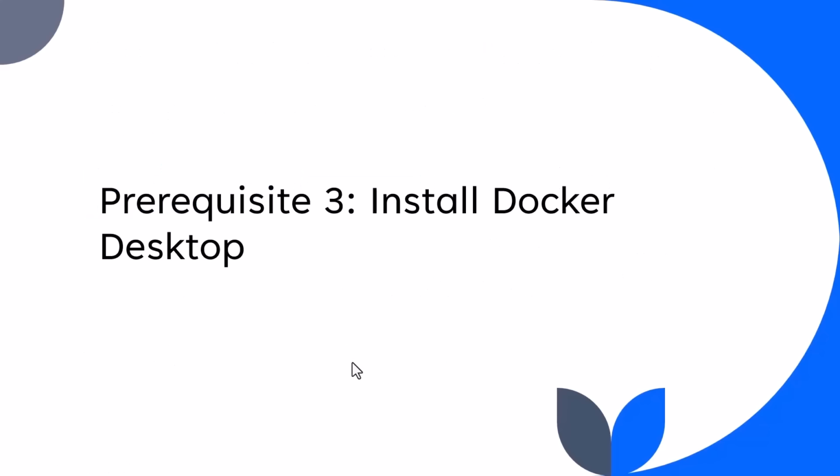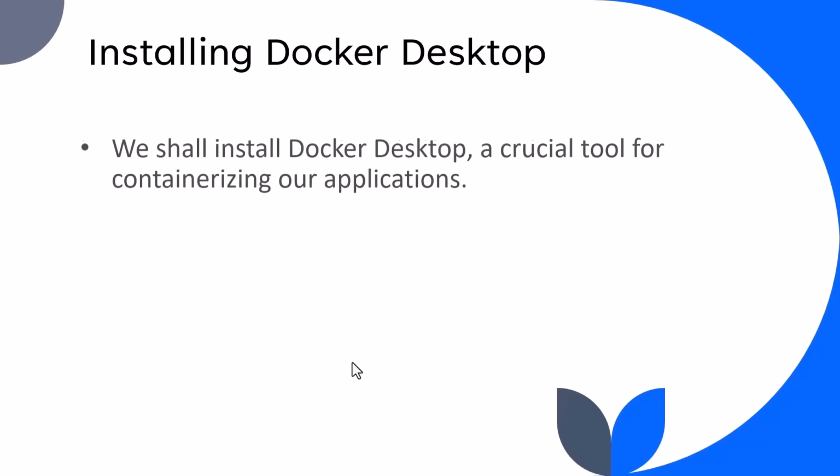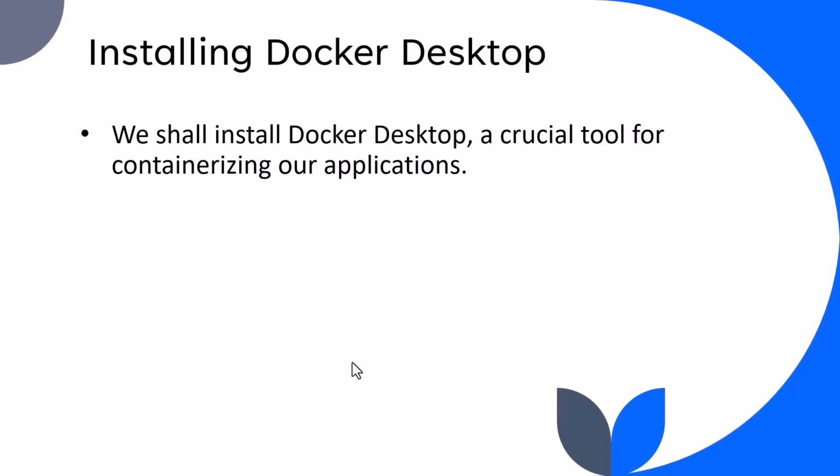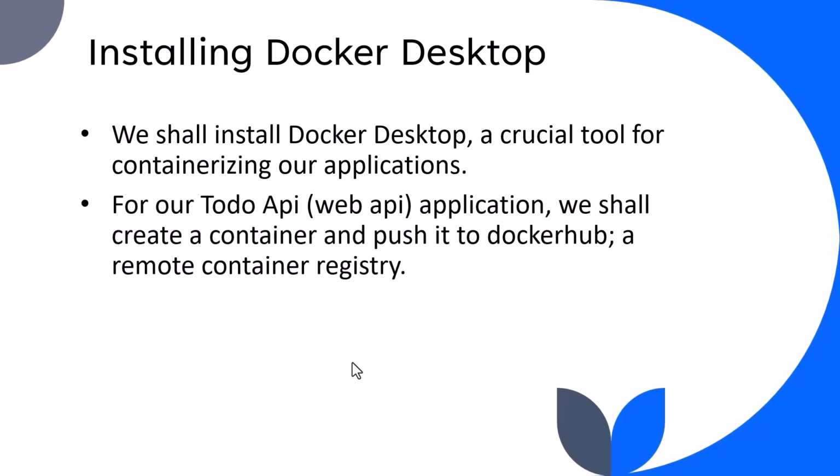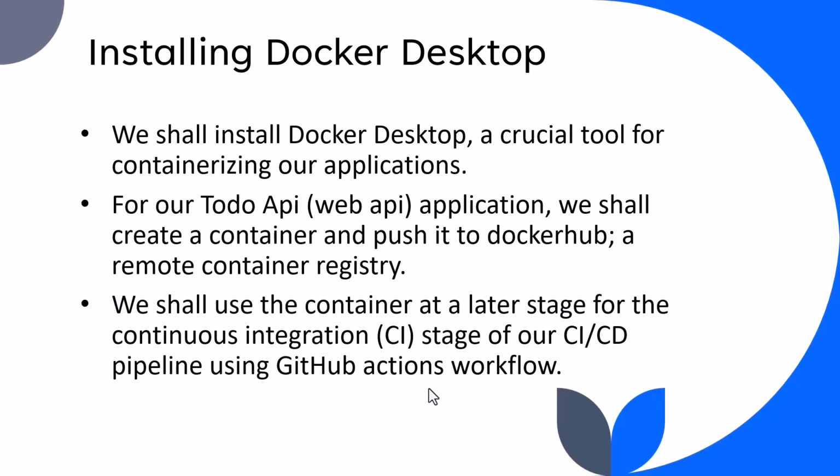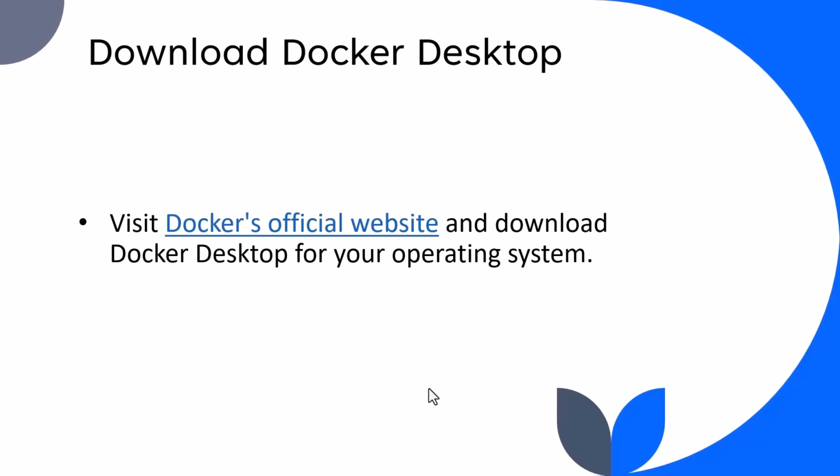Prerequisites. So we have already seen GitHub account. The second prerequisite was Git, installation of Git, and third is installing the Docker desktop. So we shall install Docker desktop, which is a crucial tool for containerizing our application. So for our to-do application, which is a web API, we shall create a container and push it to DockerHub, a remote container registry. Container at a later stage for our CI stage of our CI/CD pipeline using GitHub Actions workflow.